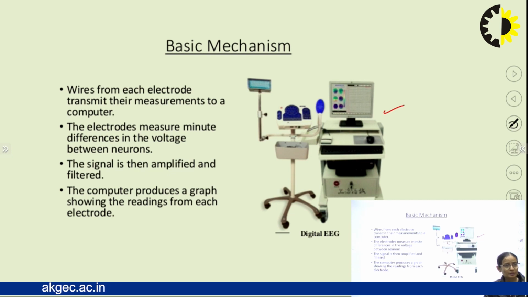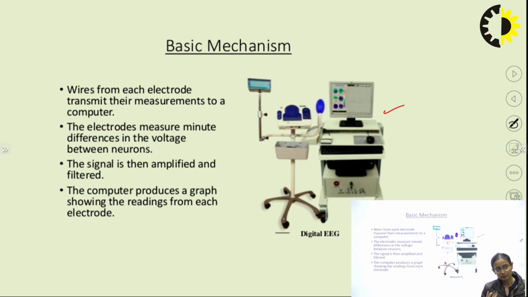The electrodes measure minute differences in the voltage between the neurons. These neurons are generating the signals, and when they transfer the signal from one neuron to another neuron, there is a difference in the voltage, and this voltage is detected by the electrodes. These differences in the voltage are the signals, and these signals are then amplified and filtered. The computer produces a graph showing the readings from each electrode.